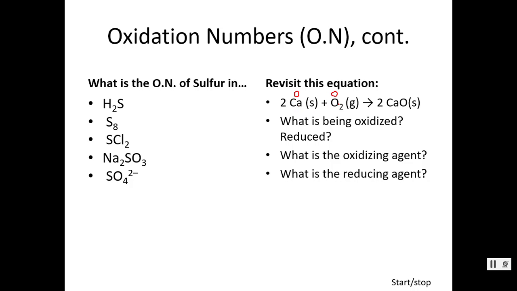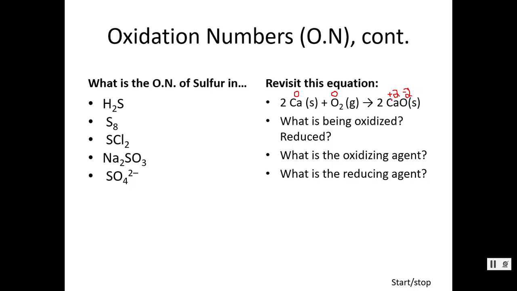So both calcium and oxygen as reactants have charges or oxidation numbers of 0. As a product, both calcium and oxygen are bound together as an ionic compound, and so the charges on them will equal the charge of their monoatomic ion that we learned in Unit 1. So calcium, which is in group 2, is a +2. Oxygen, which is in group 6, is -2.